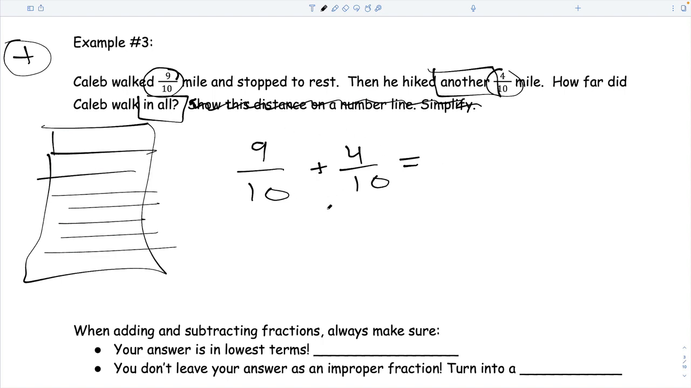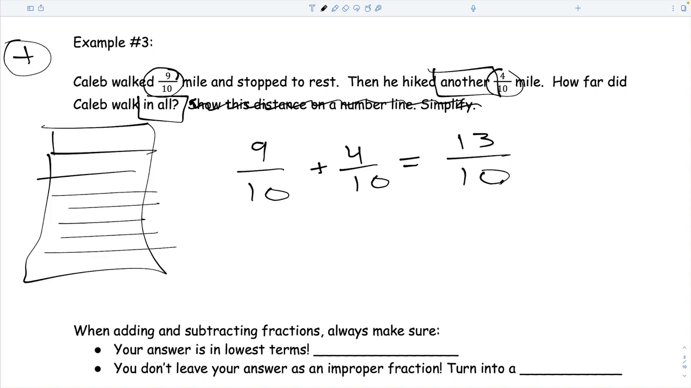What do I do for this addition problem? Good. Do I add 10 plus 10 whole class? No, it's the denominator. Keep it the same. Can I simplify 13 over 10 by dividing? Could I divide a number that divides into 13 and 10? No, so we're going to go to the next step.